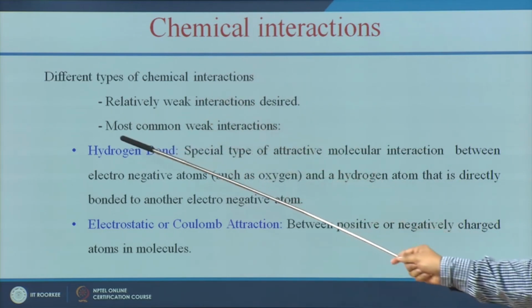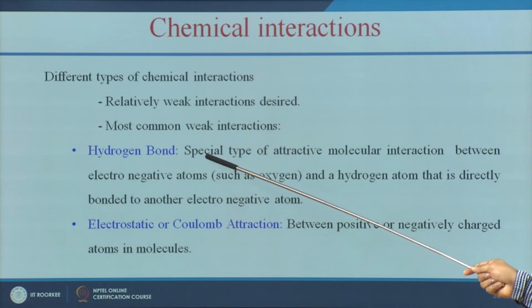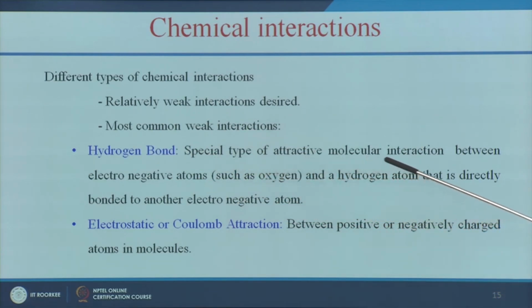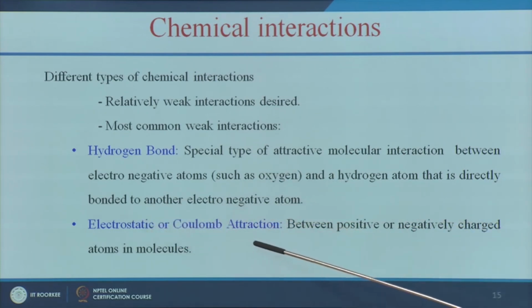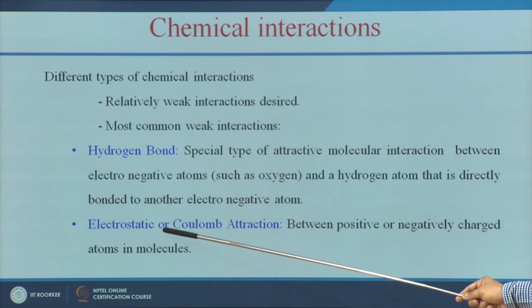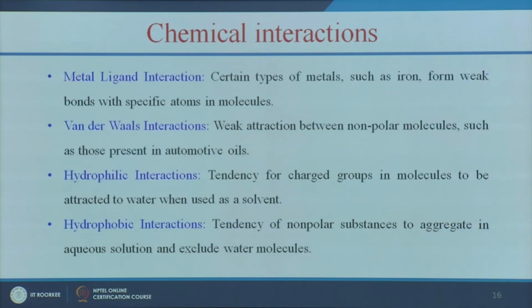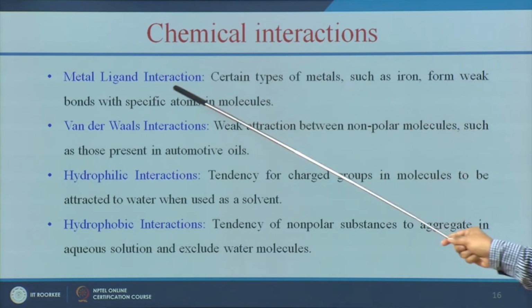Let us see an example, the hydrogen bond. It is a special type of attractive molecular interaction between electronegative atoms such as oxygen and a hydrogen atom that is directly bonded to another electronegative atom. And you know what electrostatic or Coulomb attraction is: it forms between positively or negatively charged atoms in a molecule. The third one is metal ligand interaction. Here certain types of metals such as iron form weak bonds with specific atoms in the molecules.